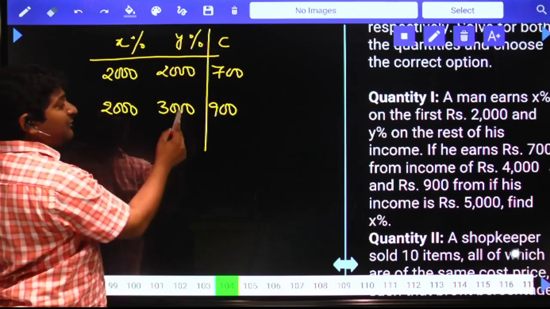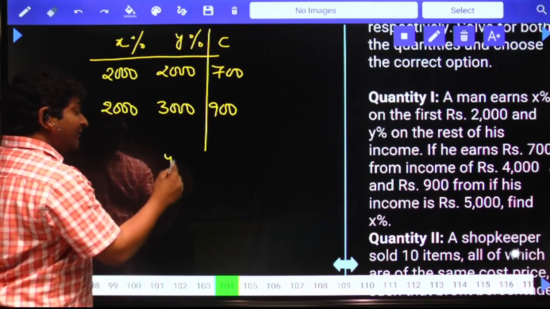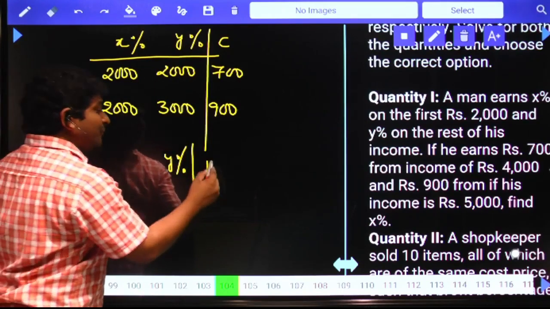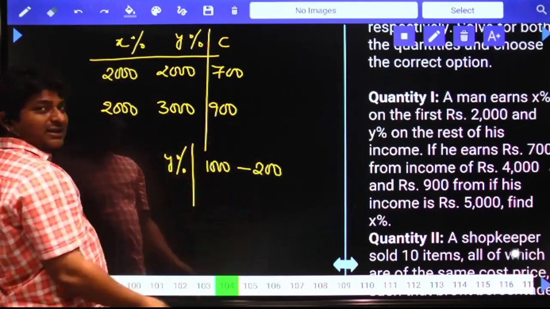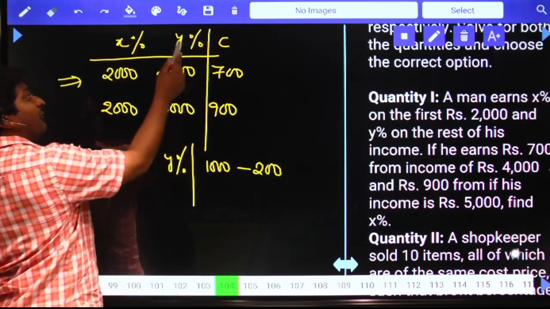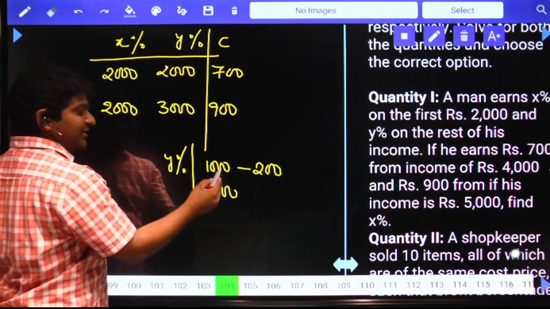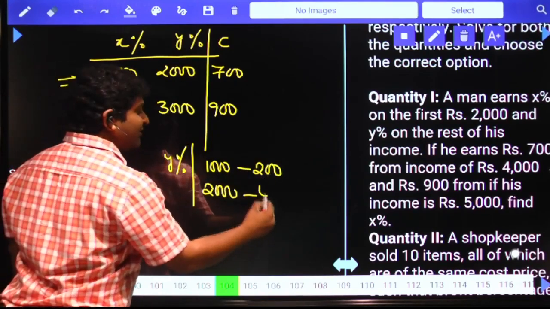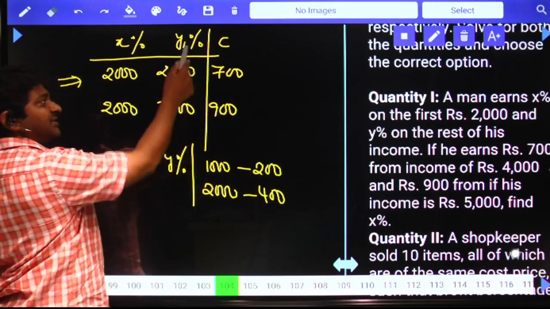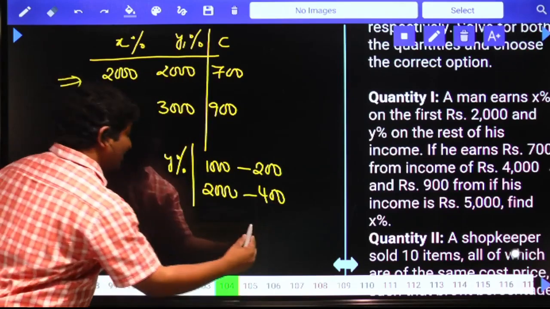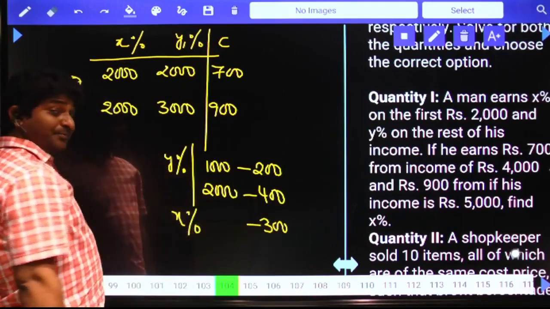That means, because of the Y percent rate, how much extra is there the second time? 1,000 more than 2,000. So at the rate of Y percentage on 1,000 rupees we are getting 200 extra. In the first case, Y percentage is calculated on how many rupees? 2,000. With the same rate Y percentage, for 1,000 if you get 200, for 2,000 how much will we get? 400. Now out of 700, 400 rupees is from Y percentage of 2,000. Then how much is remaining? 300 rupees. This is calculated at the rate of X percentage only.